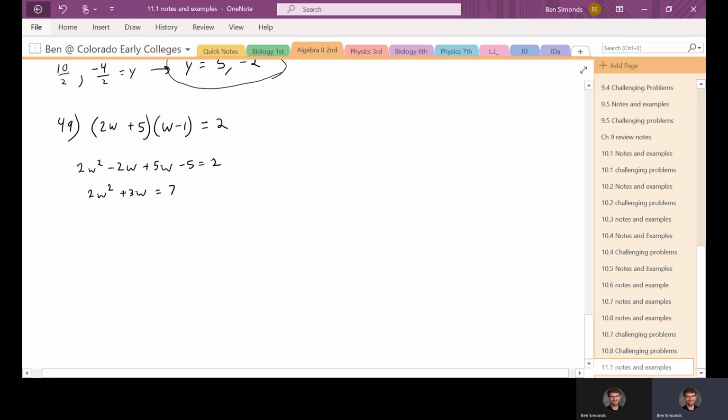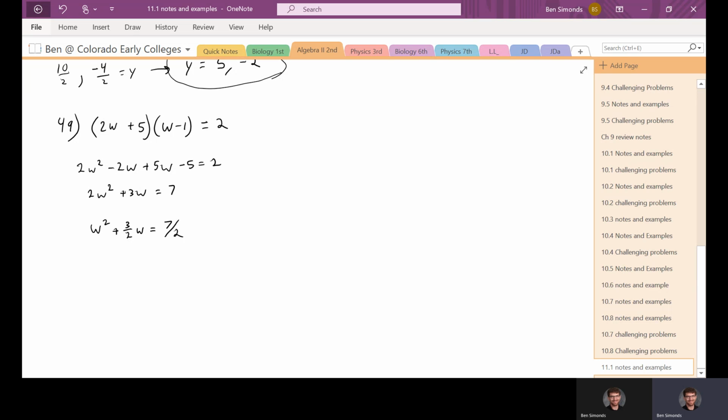We can't have a 2 there, so let's get rid of it. Let's divide everything by 2. Let's make that 2 just go away. And we can do that, right? It's algebra. As long as we do it to both sides, we can pretty much do whatever we want. So let's divide the whole thing by 2 to make that 2 go away. So now we have a regular w squared. We've got a 3 divided by 2, w. And we've got a 7 divided by 2 over there on the right.